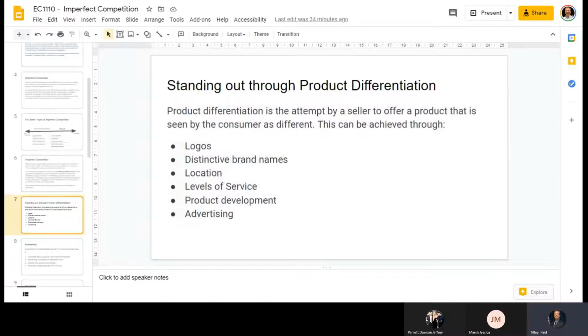And finally, we've got advertising. If we think about advertising, really all of the ones above fall under this big umbrella of advertising. We could think of advertising as kind of like all of those things put into one. And it's really communicating with the customer, advertising.